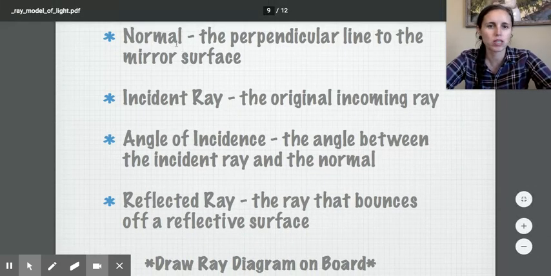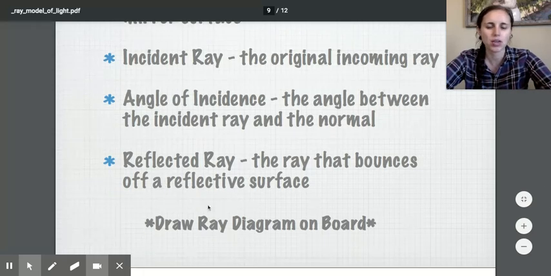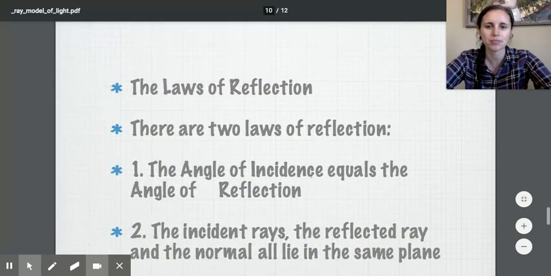That normal was the perpendicular line to the mirror surface. Our incident ray is the original incoming ray. Our angle of incidence is the angle between the incident ray and the normal. The reflected ray is the ray that bounces off the reflective surface. So again, make sure that you have that ray diagram saved somewhere in your notes. It is an important diagram.